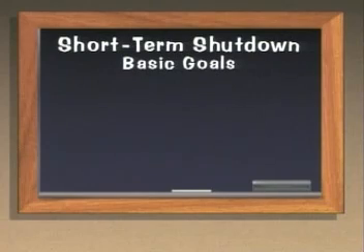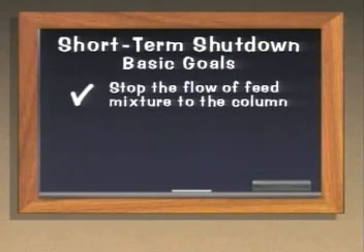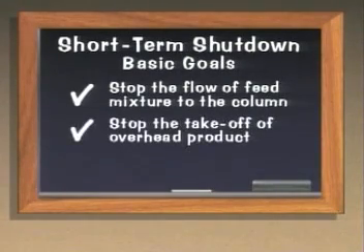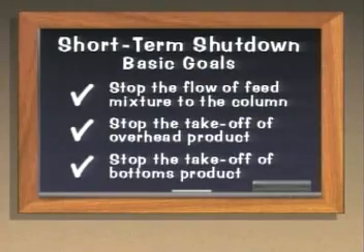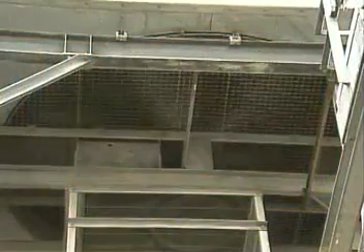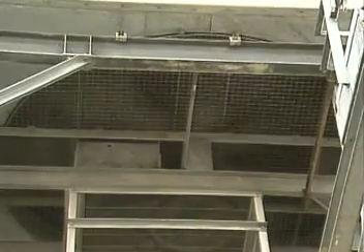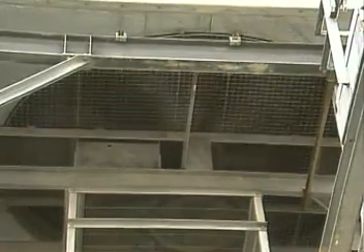Sometimes a distillation system needs to be taken out of service and then returned to service after a short period of time, such as when minor repairs are needed. In these situations, a short-term shutdown procedure is used. The basic goals of a short-term shutdown are to stop the flow of feed mixture to the column, stop the takeoff of overhead product, and stop the takeoff of bottoms product. As much of the equipment as possible is kept in operation so that the system can be restarted quickly.